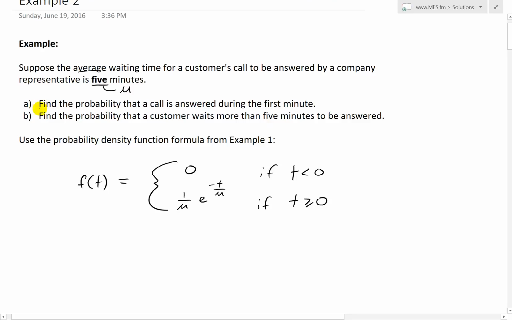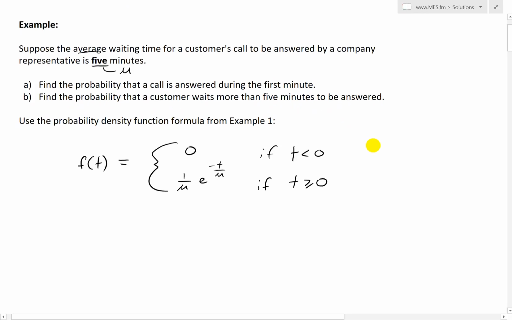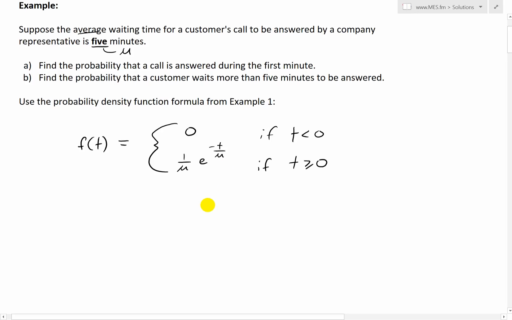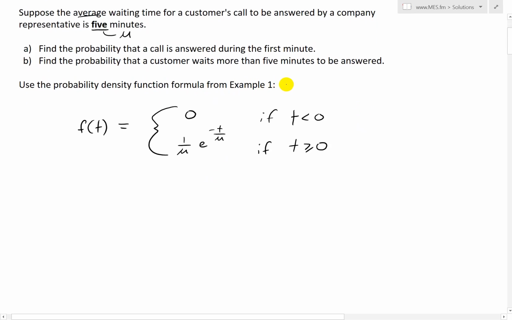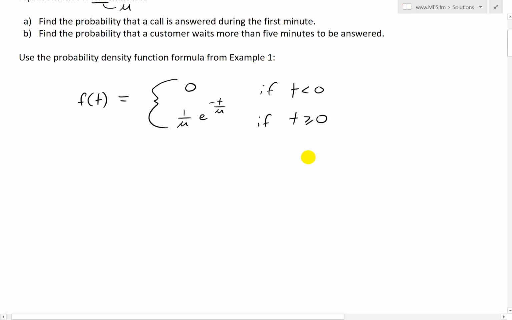So anyway, question A states, find the probability that a call is answered during the first minute. And part B says, find the probability that a customer waits more than 5 minutes to be answered. We're given that we need to use the probability density function formula from our previous example for a call waiting time, from example 1, which you can see in the video link below.